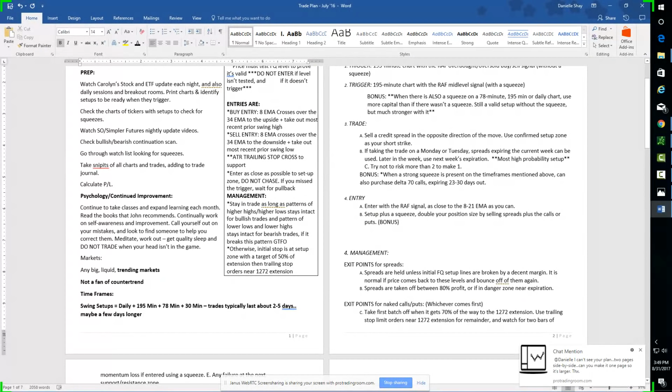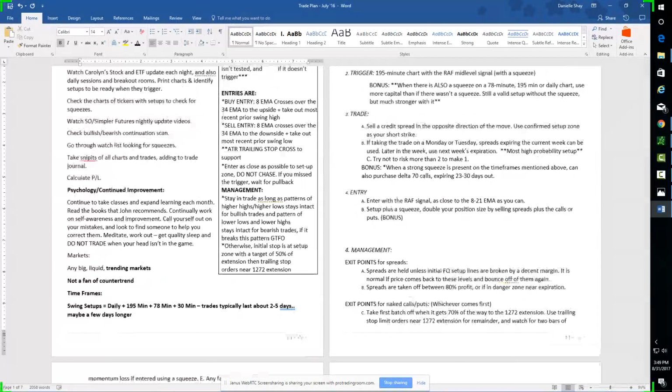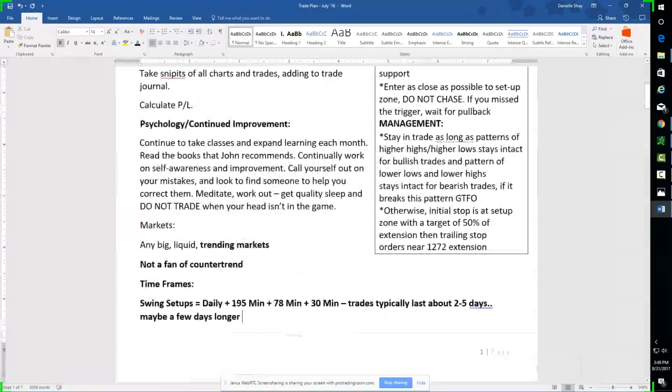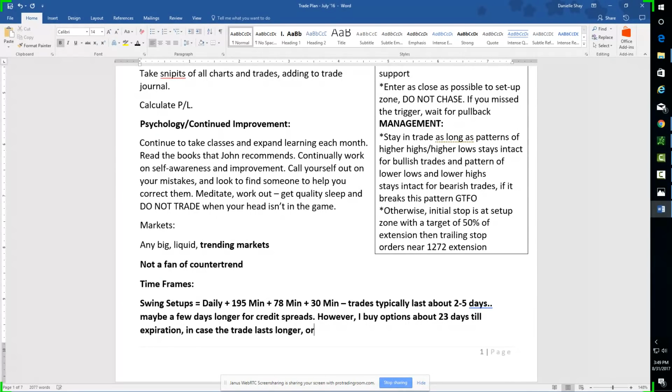Yeah, I can make it larger. There we go. Maybe a few days longer for credit spreads. However, I buy options about 23 days till expiration in case the trade lasts longer, and mainly to avoid theta decay. All right.